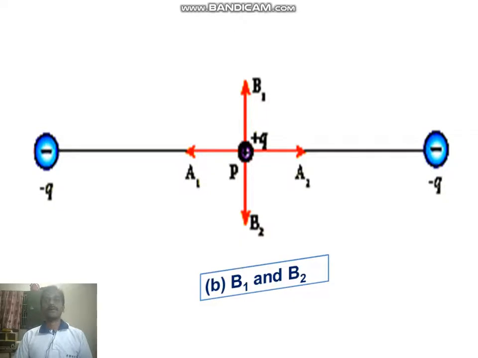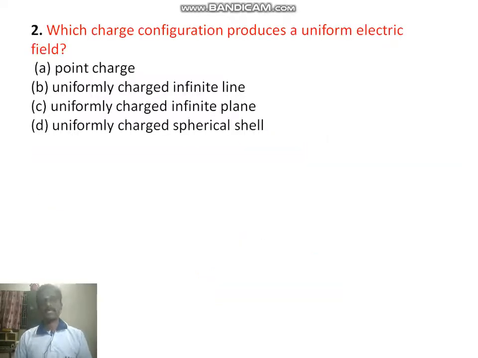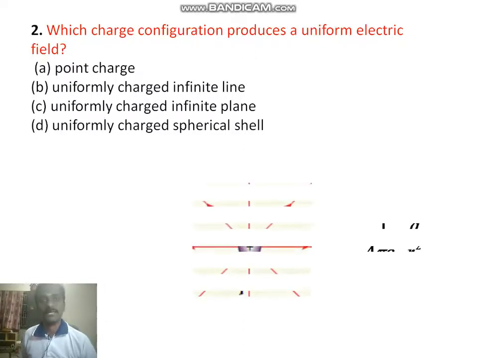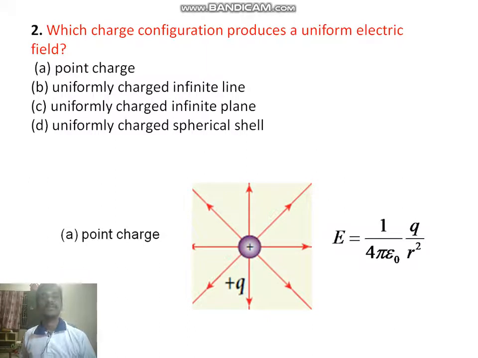Okay. Now we are going to discuss the second question. Which charge configuration produces uniform electric field? The options are point charges, uniformly charged infinite line, uniformly charged infinite plane, and uniformly charged spherical shell. In the first case we have the formula you already studied in your book: E equals 1 by 4 pi epsilon naught q by r square.